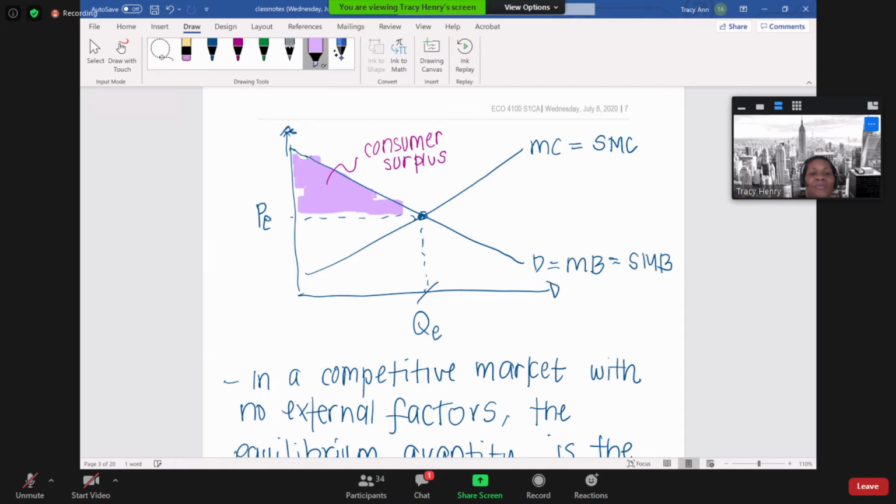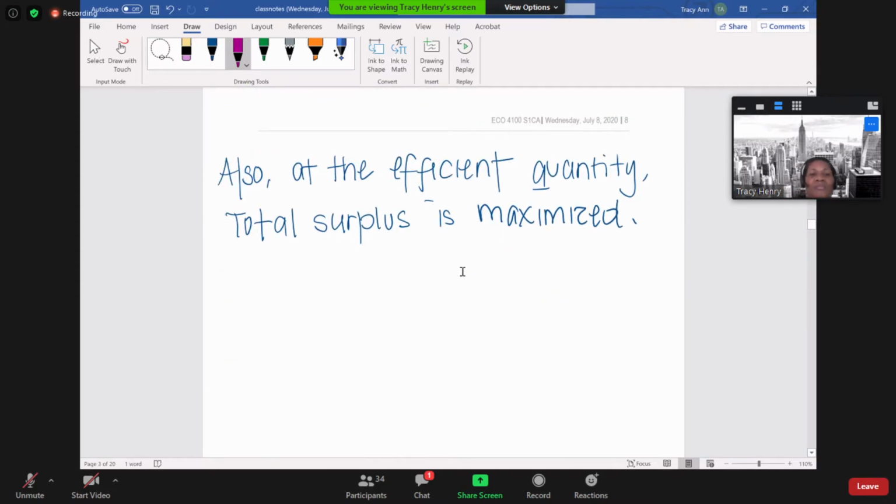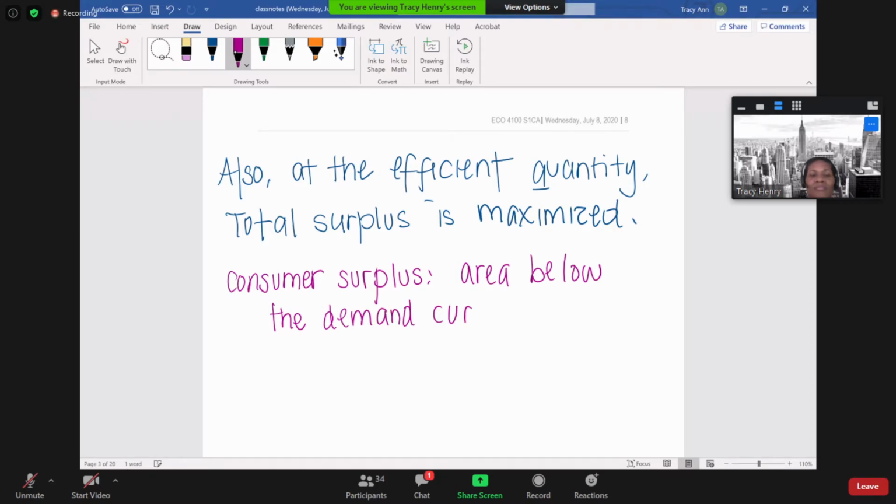And then we have our producer surplus. And our producer surplus is this area. The producer surplus is the area below the price above the supply curve at the quantity sold. Below the demand curve and above the price.